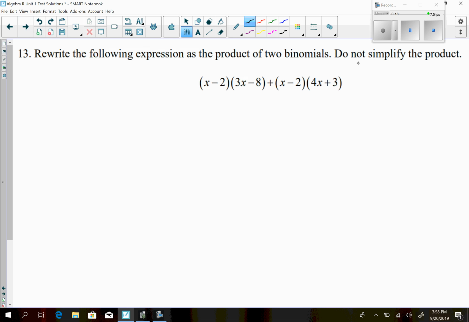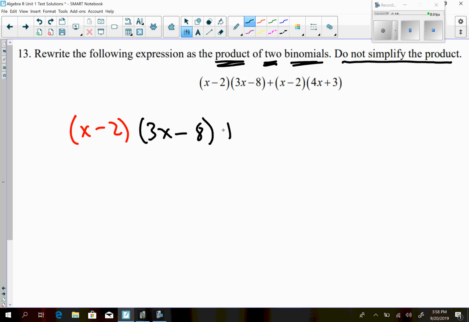This time we do not simplify. We want the product of 2 binomials. So I'm going to write the given, x minus 2, and right next to that is 3x minus 8, and then a plus sign. After the plus sign, I see x minus 2 again, with 4x plus 3 next to it.